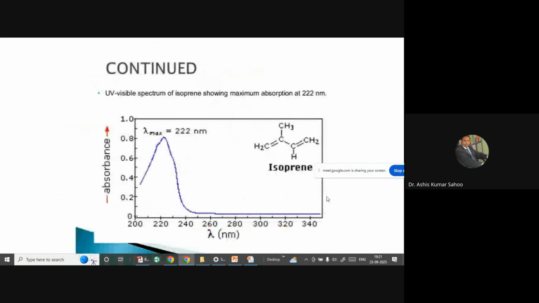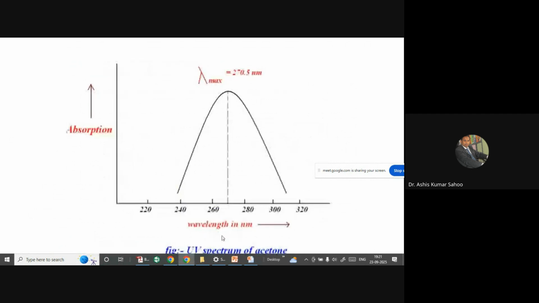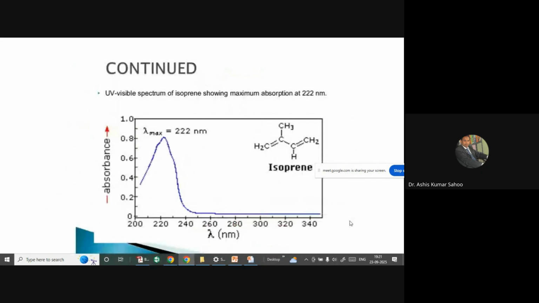This is the UV visible spectrum of acetone. Listen, the lambda max of isoprene: isoprene has two double bonds. You can see this is the absorption peak, this is lambda max. This is one sample of a UV visible spectrum. Here this molecule will give lambda max at 222 nanometer.